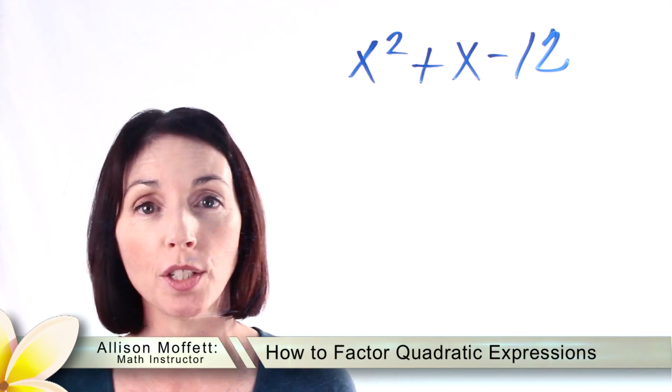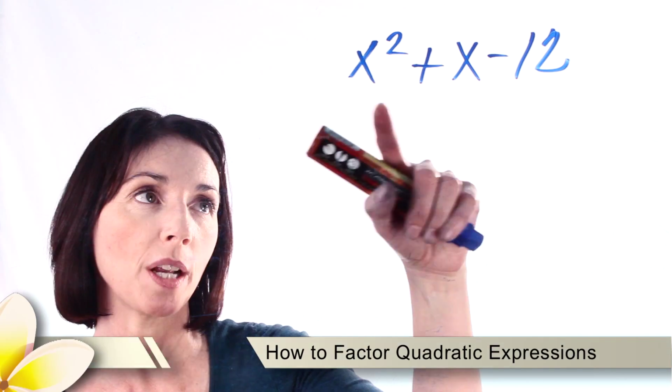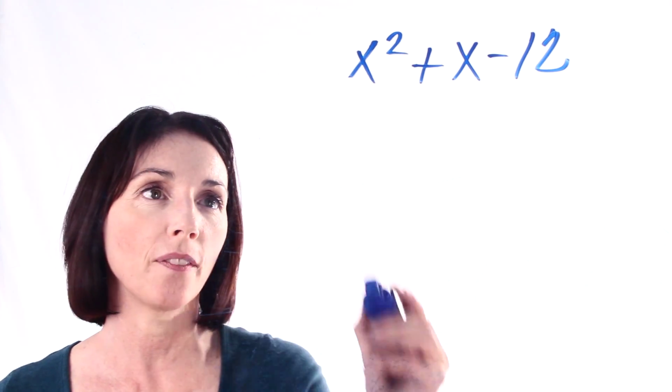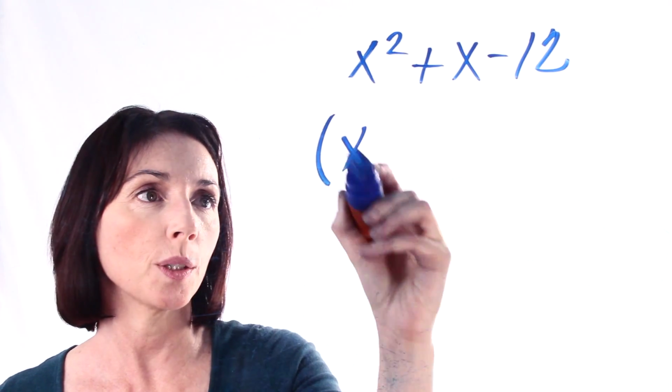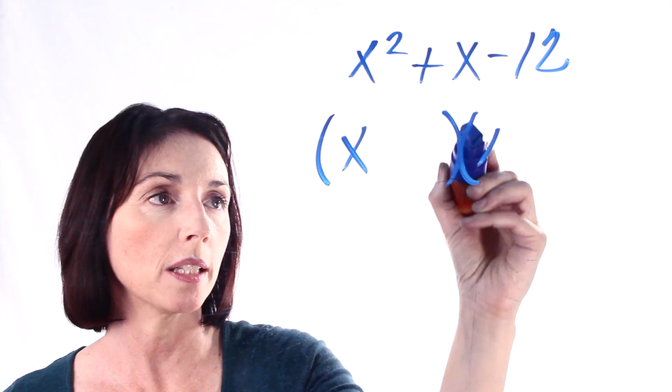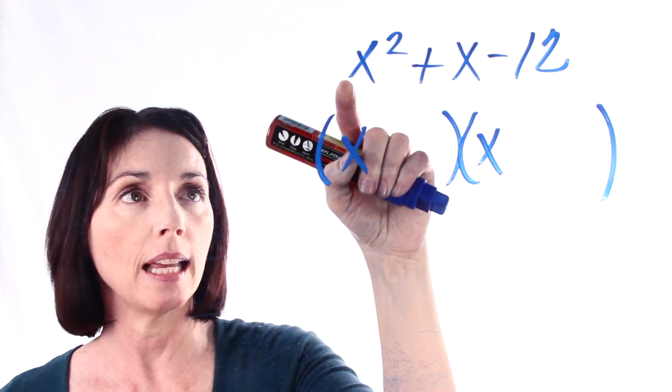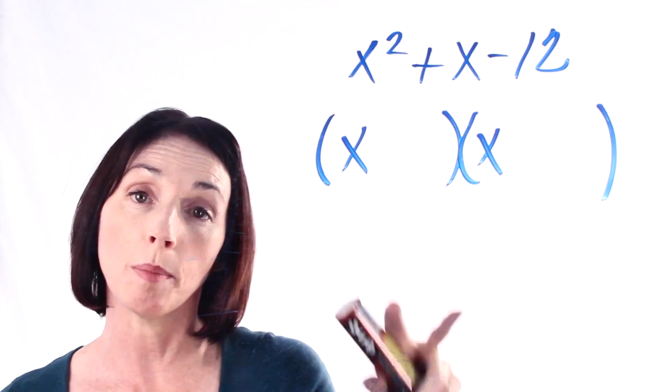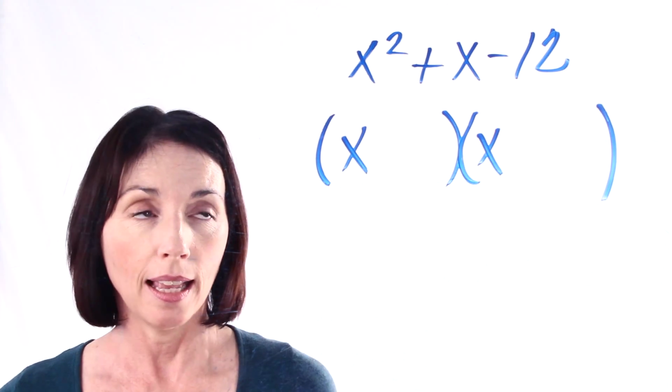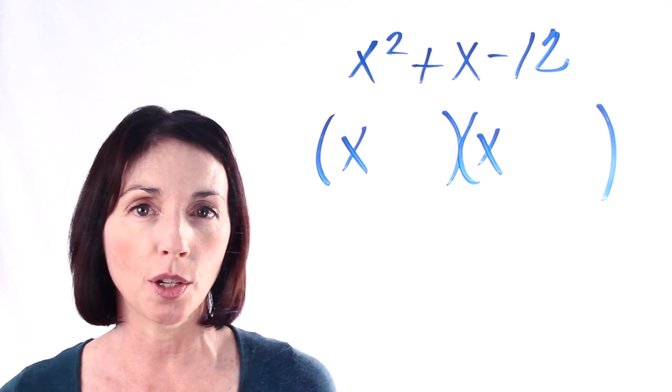Today we're factoring quadratic expressions. Here's our expression right here, and we're going to see if we can factor it. Now when we factor, we're going to actually break it up into two pieces. Now we need to get an x in both of them so that when we multiply this out, we get our x squared.